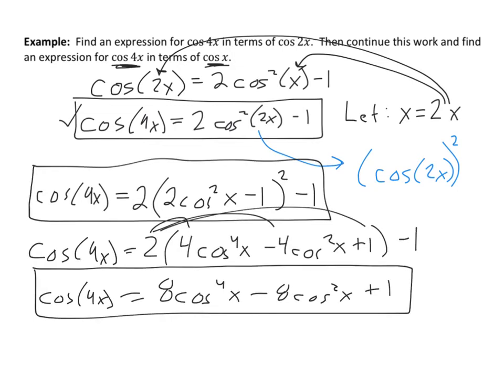I might mention, by the way, that it feels to me like there's potential for an IA here. If you really like this stuff, we have an identity for cosine 2x. We've got one for 4x. I bet we could find one for 8x. I bet we could find one for 16x. Is there a pattern that happens there? If so, what is it?